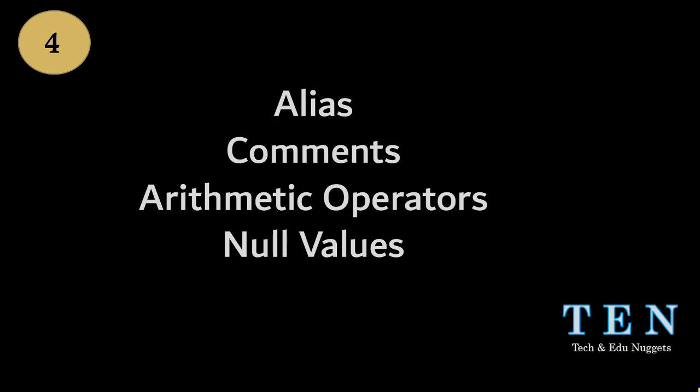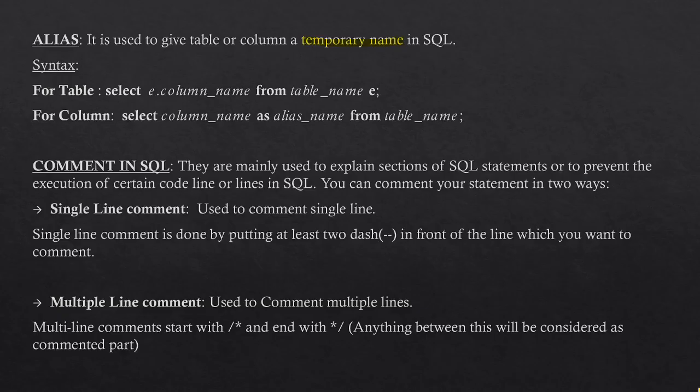So let's start. Alias. It is used to give a table or column a temporary name in SQL. As you can see, I have written temporary name. This is because whatever name you are changing for a column or table is just for reference purposes and is on a temporary basis only. It won't change your column name or table on a permanent basis.